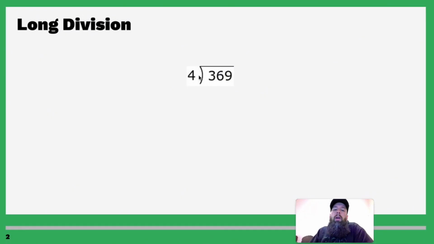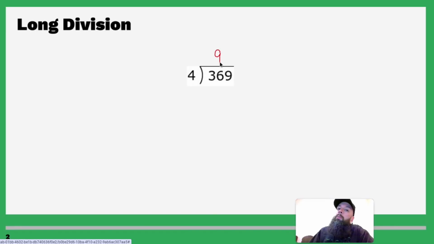You ask yourself, how many times does 4 go into 3? It doesn't. So then what you do is you combine the next 2 digits and you ask yourself, how many times does 4 go into 36? Okay, well 4 goes into 36 an even 9 times. So you write the 9 above the 6, since you're using the double digits.